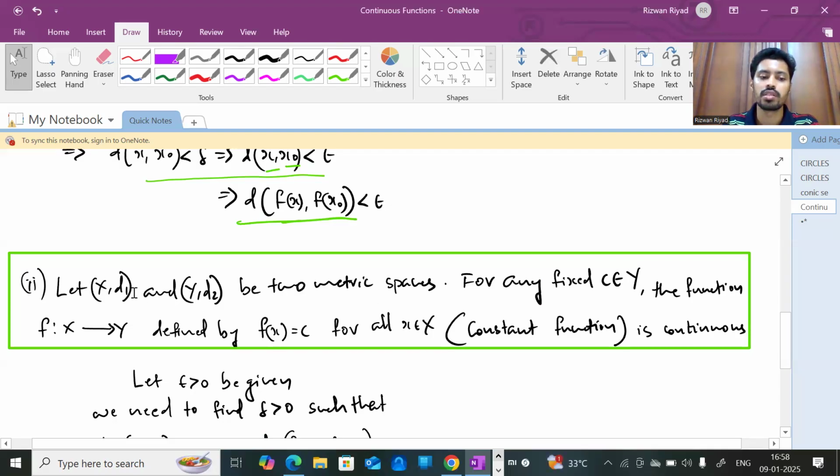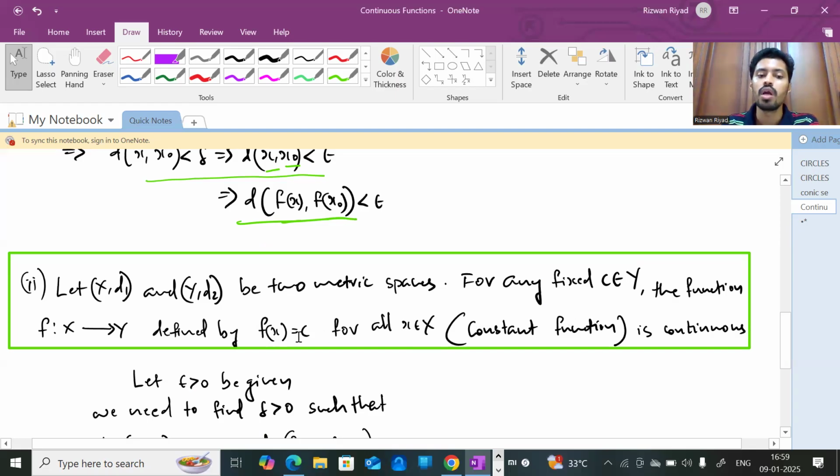Here we have two different sets. The first one is capital X, the domain with metric d1, and the second one is capital Y, our codomain with metric d2. Then for any fixed c belonging to Y, take any fixed number and denote it as c. The function f from X to Y defined by f of x equal to c for all x belonging to X is known as the constant function.